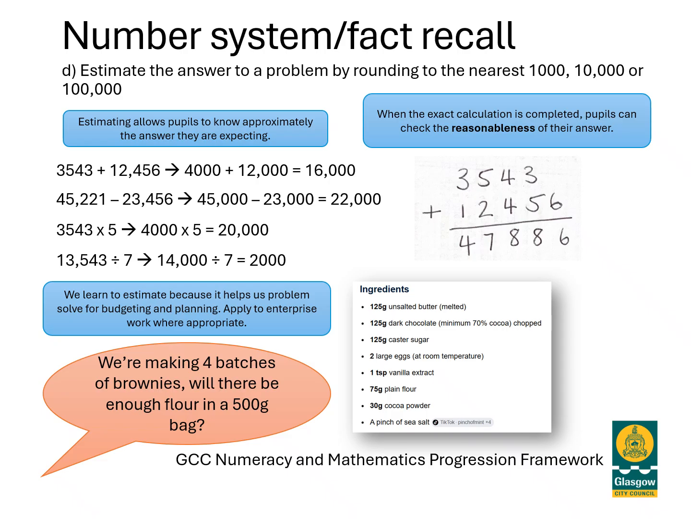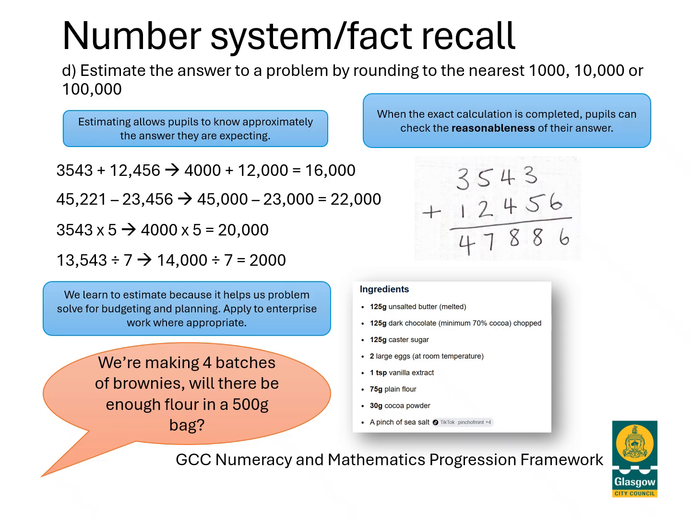Related to that then, we want to be able to estimate answers by the time we're in primary 7 by using rounding. In terms of that rounding, we really need to have that mental number line available to us so that we can easily think what the nearest 1,000 or 10,000 is. And what it enables them to do is to know approximately what answer they're going to expect.